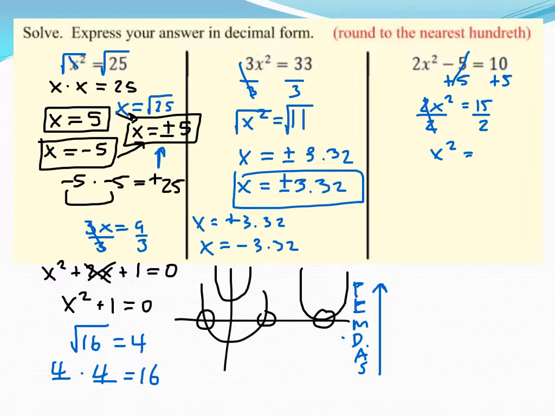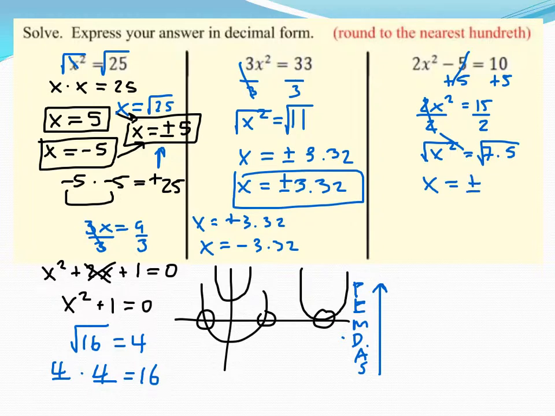Now, can I leave that as a fraction or change it to a decimal? Let's put that as a decimal. That is going to be 7.5, which is 15 divided by 2. Now I got x squared by itself. To get x, I'm going to take the square root. That's going to cancel those two out. I have x equals plus or minus. Now, what is the square root of 7.5?